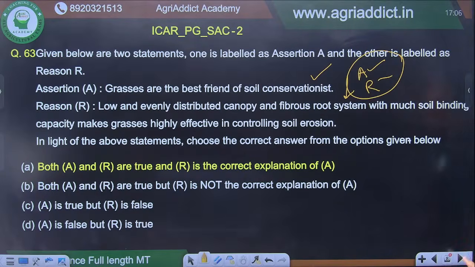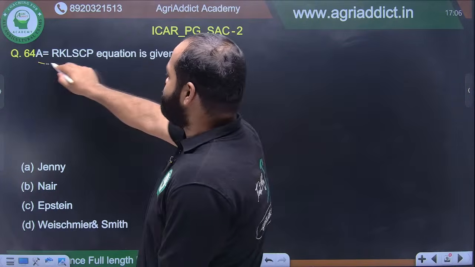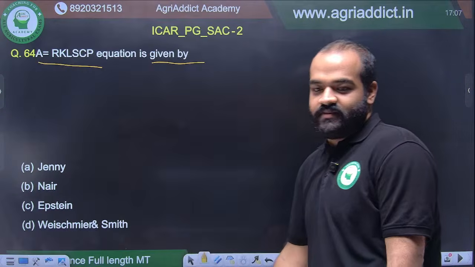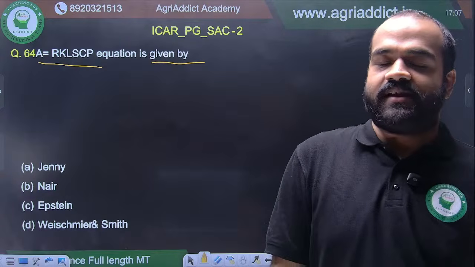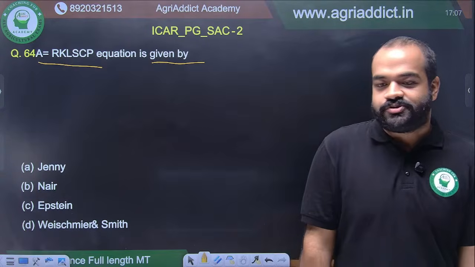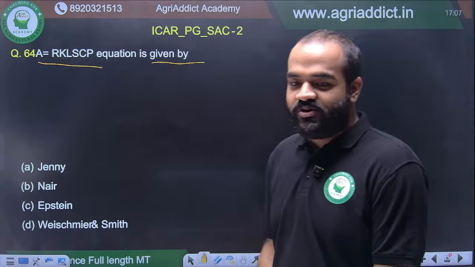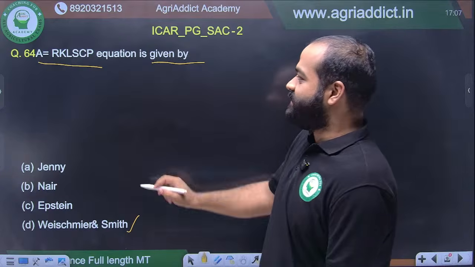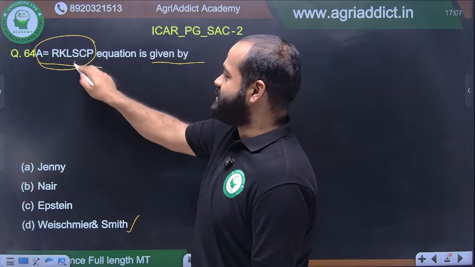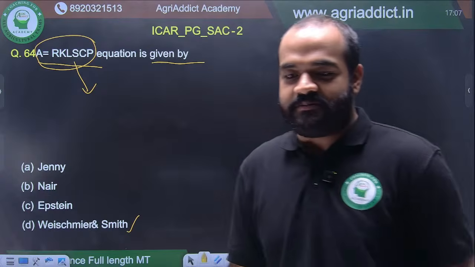All right, moving on. A is equal to RKLSCP equation is given by. This is also a very common question of soil erosion topic, and this is very important also. You should know the name and also the year. Can anyone tell me the year? I know all of you know it is Wischmeier and Smith. Tell me the year in which they gave it, and the name of this equation. Tell me, tell me, tell me.